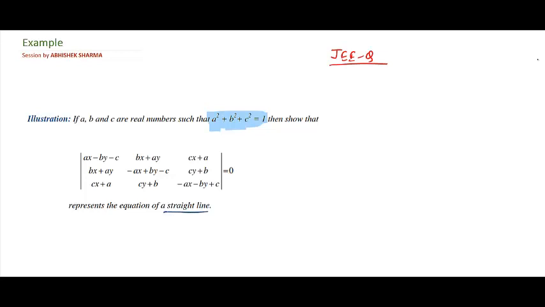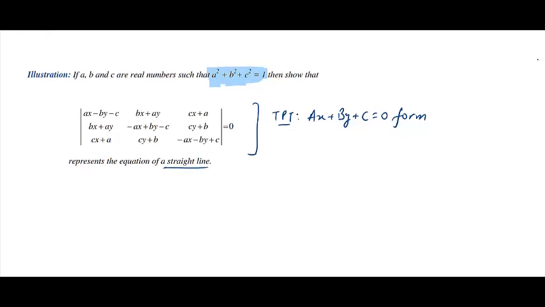We have to prove that this equation represents a straight line, equation of a straight line. So that means I need to prove that this entire determinant simplifies to the form maybe capital AX plus some capital BY plus some capital C equal to 0 form. This particular expression should reduce to this form. So we start with the calculations. We have already observed that the determinant involves A square plus B square plus C square. So let's observe the first column carefully.